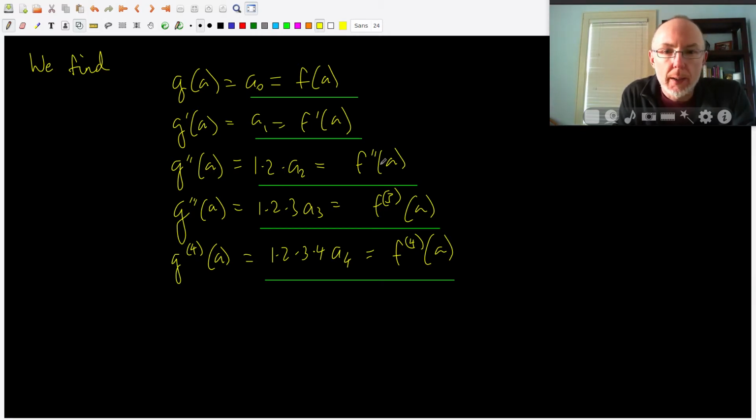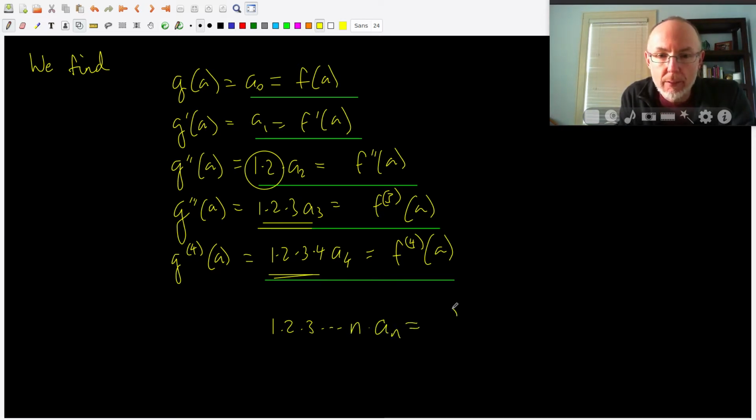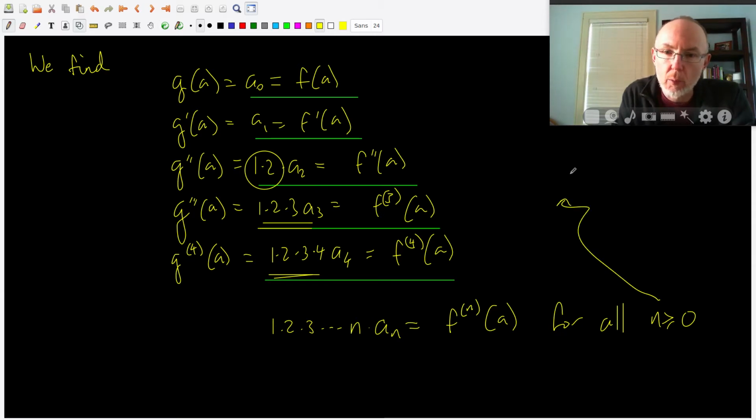A sub 2 is f double prime divided by, well, that's 2 factorial. This value is 2 factorial. That value is 3 factorial. That's 4 factorial. It looks like in general that 1 times 2 times 3 all the way up to n times a sub n is going to be the nth derivative of f at a. And that's going to be true for all n greater than or equal to 0. I'm including 0, thinking about the 0th derivative as just the value of the function itself.